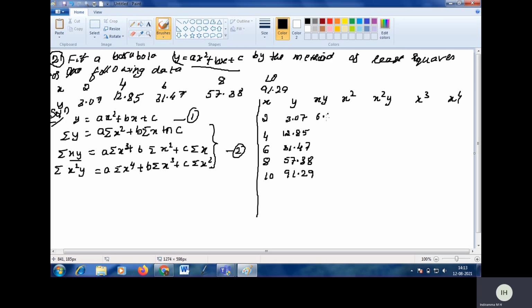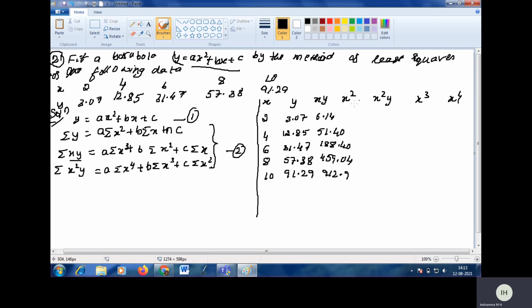So xy is the multiplication of x into y. 2 into 3.07 is 6.14. Similarly, 51.40, 188.40, the product of 6 into 31.47. Next, 8 into 57.38 will be 459.04. Next, 10 into 91.29 is 912.9. Next, find out x square.